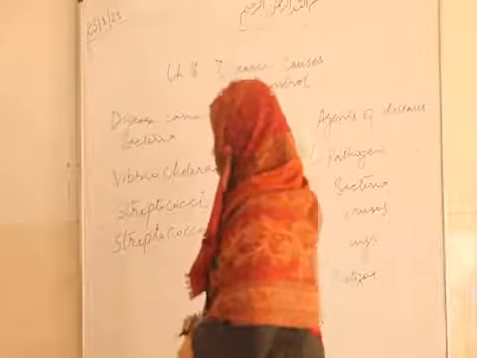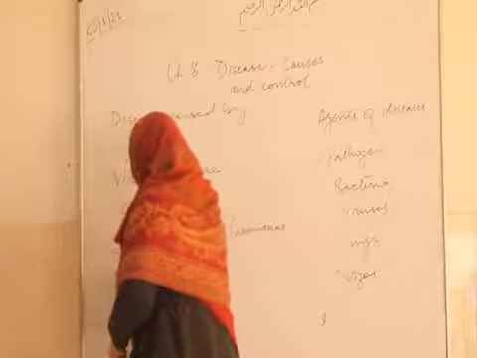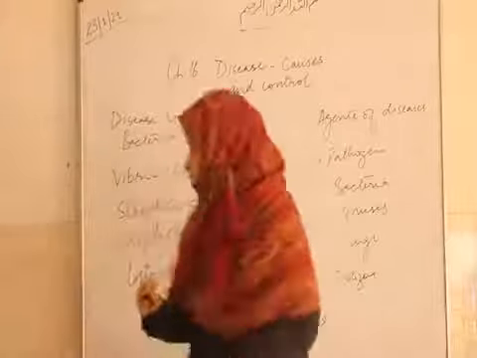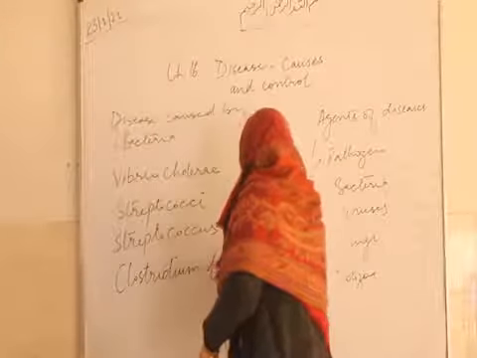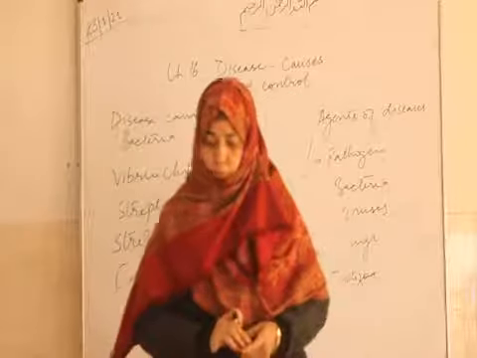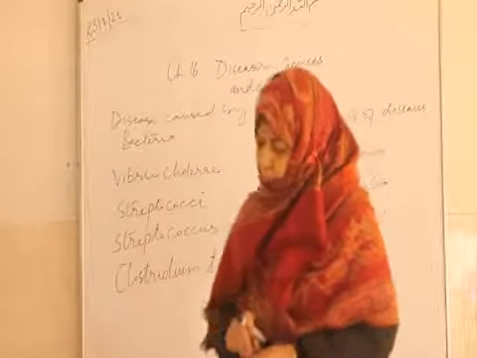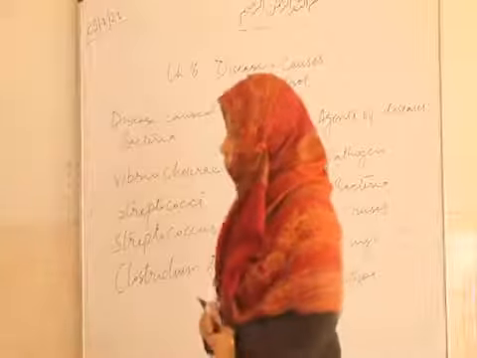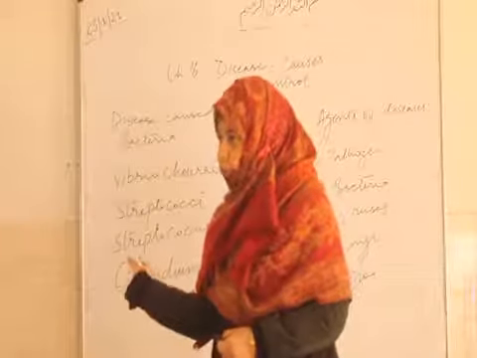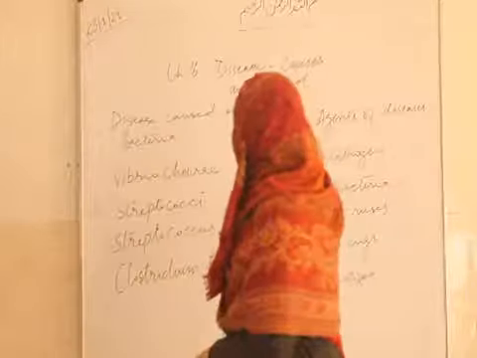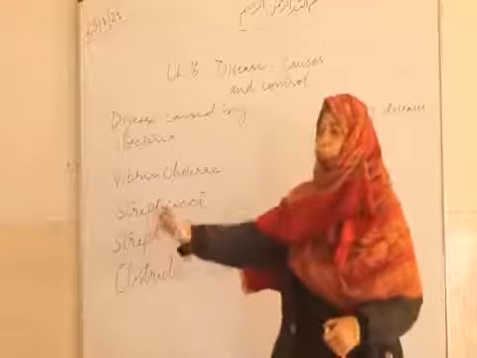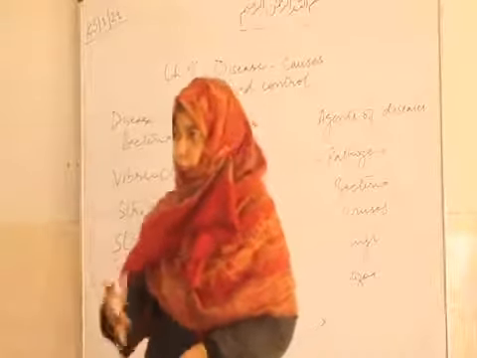Then tetanus, Clostridium tetani. Clostridium is a bacteria, Clostridium botulinum or Clostridium tetani. Clostridium tetani is a bacteria. It can be found in soil, and because of soil, it can be found in other places also.